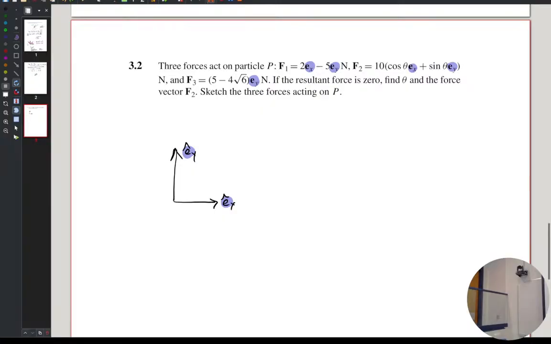Oh, I got two answers. You got two answers? Yeah. I don't know what to do with that now. Yeah. So you solve, you have the X and Y components.